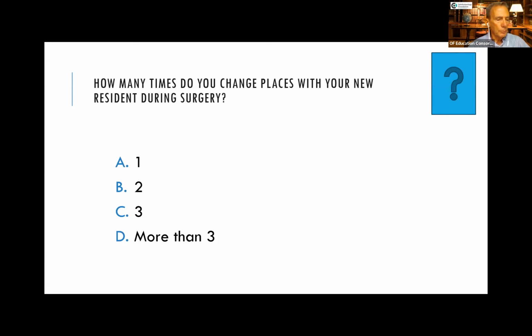And so most of you do twice. Then some of them do more than 3. That's very good. Then 3 and then 1. So it looks like you are prepared to do this. And this is a good thing to do, because the more you change, that means the more opportunities you give your resident to learn.